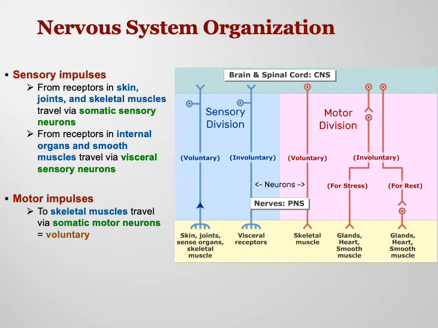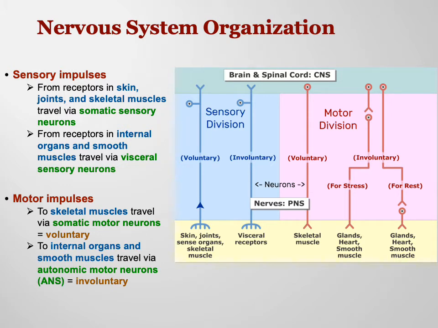So motor, again, going out to the body. So to skeletal muscles, the impulses travel via what are called somatic motor neurons. So somatic sensory neurons take information from the skin, joints, and muscles into your central nervous system. And then motor impulses go out to your skeletal muscles. Those travel along somatic motor neurons. These are voluntary. Remember, for the most part, your skeletal muscles are under voluntary control. You can choose when to move them.